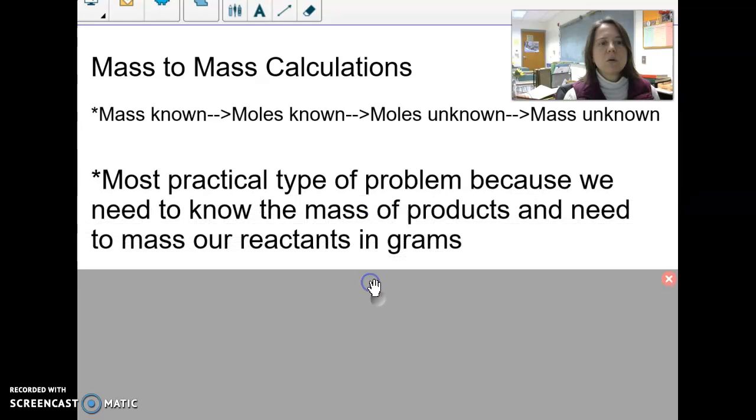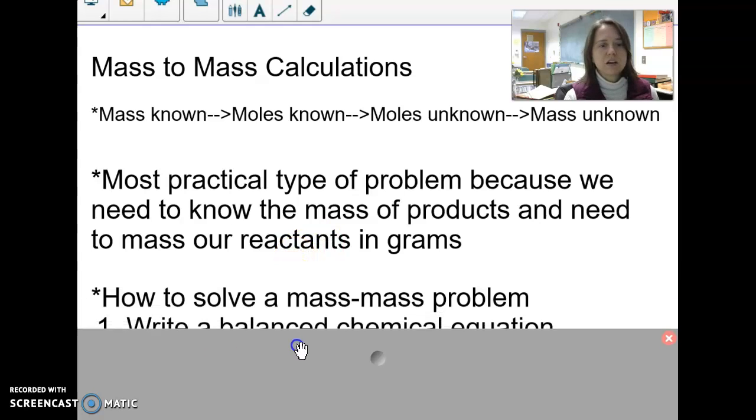So this is the most practical type of problem because we need to know the mass of the products and we need to know the mass of the reactants in grams. So they're going to react in mole to mole ratios, but we can't really measure out moles in a lab, so it's good to know how much do I need to put in and how much am I going to get out. So please write that down.